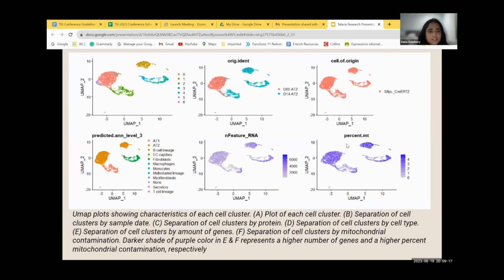The fourth figure indicates a lower number of genes in the fibroblasts as compared to the type 1 and type 2 cells, which again was expected. And the mitochondrial contamination in the fifth figure confirms that each of the cell clusters compared to each other had reasonable percentages of mitochondrial contamination.